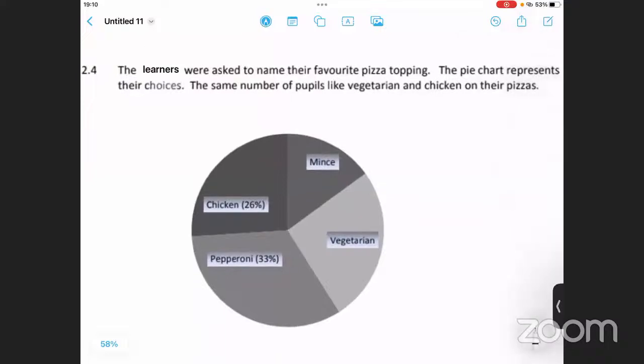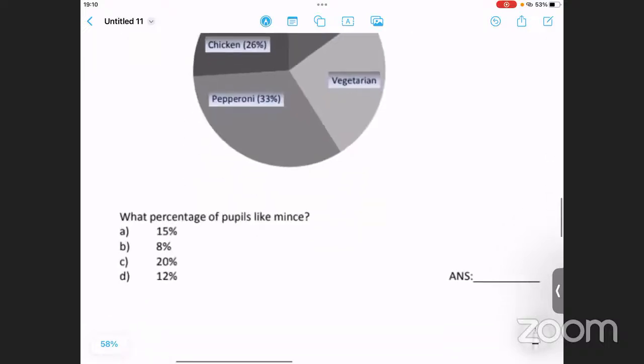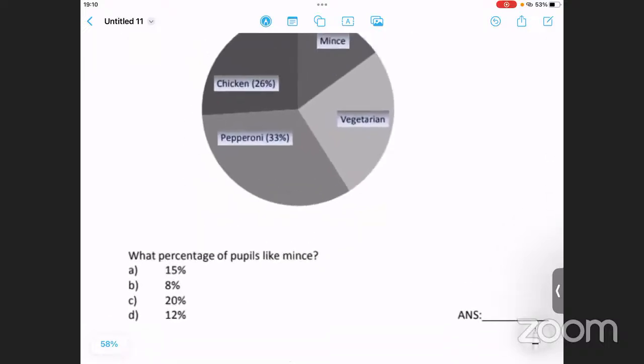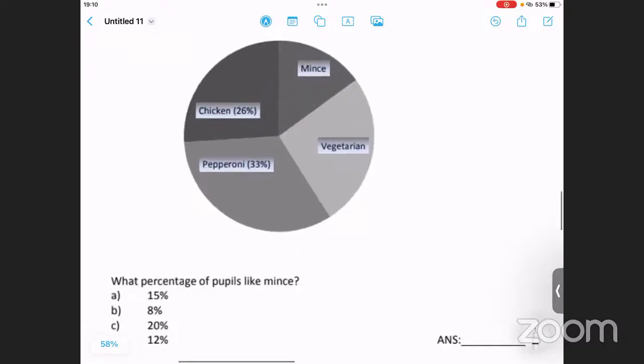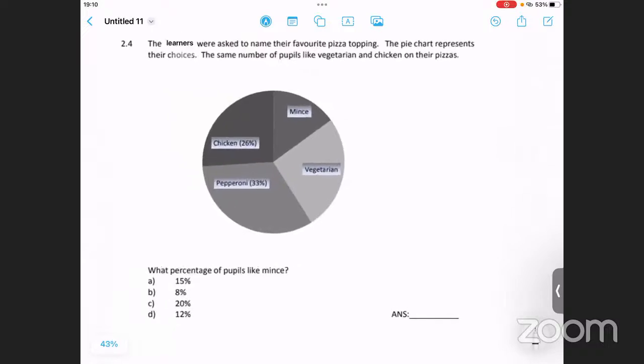Yes. Okay, the learners were asked to name their favorite pizza topping. The pie chart represents their choices. The same number of pupils like vegetarian and chicken on their pizzas. The same number of pupils like this and that. Okay. Now they're asking what percentage of pupils like meats. How do we calculate for this?